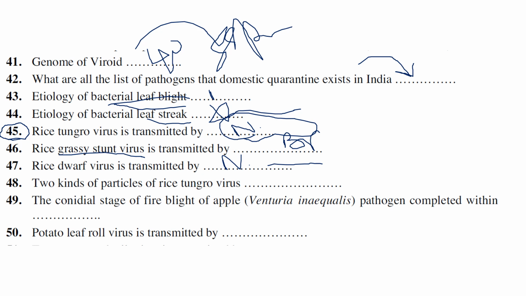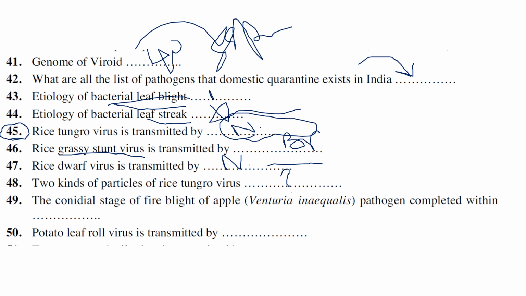Two kinds of particles in rice tungro virus. What are the two kinds of particles that we can observe? Rice tungro bacilliform virus and rice tungro spherical virus. In the absence of either one, there will be no severity. There must be two in association; that's why the severity will be more. So generally the two virus particles are rice tungro spherical virus and rice tungro bacilliform virus.